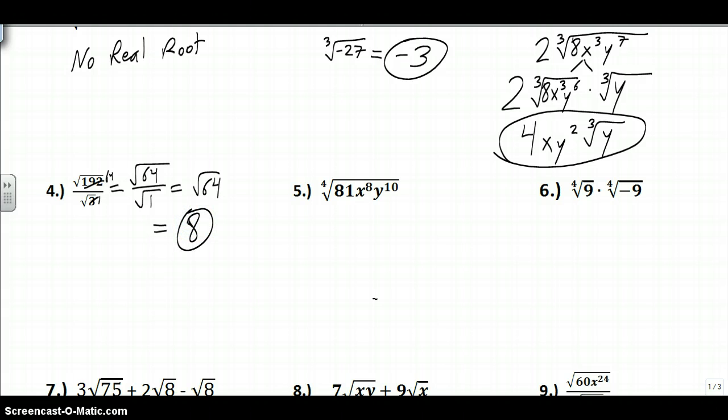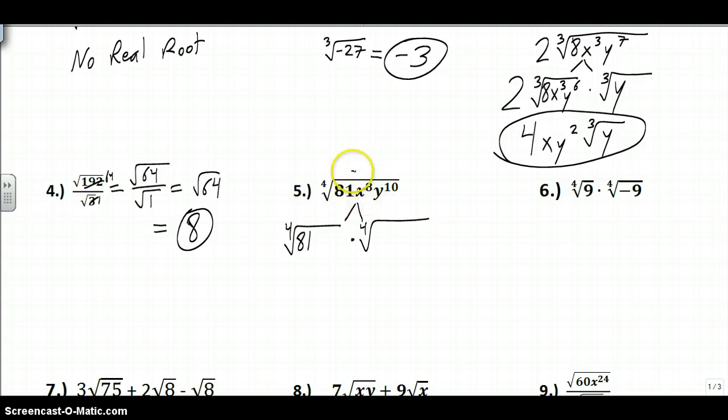Pretty straightforward, right? All right, the 4th root of 81 x to the 8th y to the 10th. Okay, so let's break this up. What's the largest perfect fourth that goes into 81? Well, that's 81 itself. Remember, you'll have your list tomorrow, right?